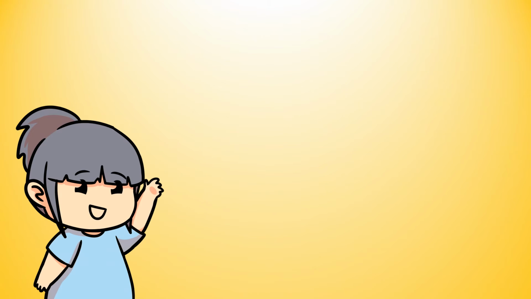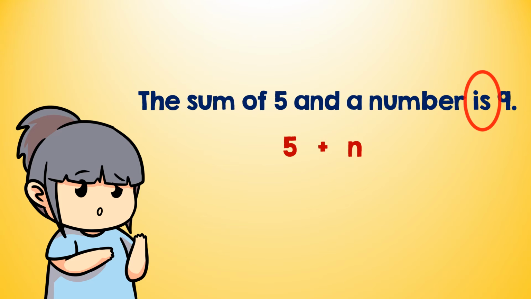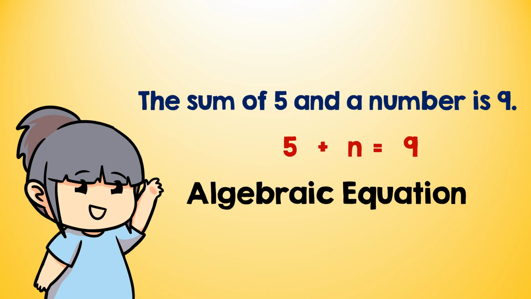Next, we have the sum of 5 and the number is 9. We'll write here 5, then again plus since it says sum here. And again, since we do not know what that number is, we'll write here n. And since we have the word is here, this represents equals. Then we write here 9, making this 5 plus n equals 9, making this an example of an algebraic equation.